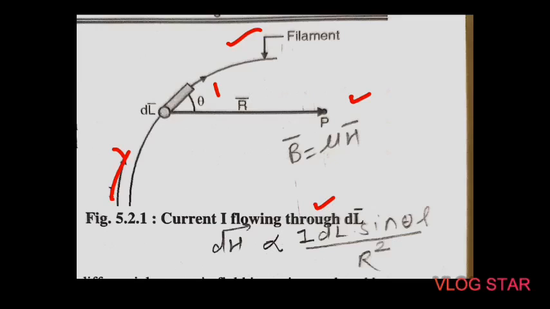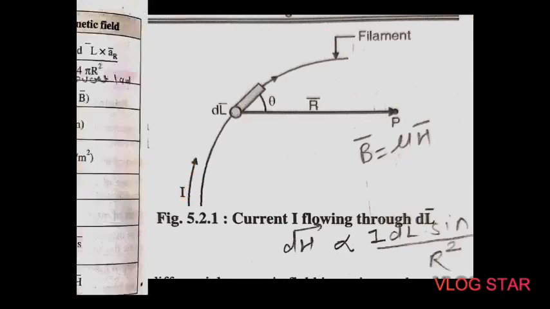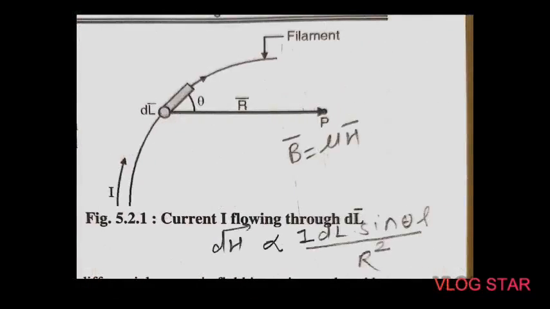Again, the second statement is that this differential magnetic field intensity is inversely proportional to the square of the distance from the differential element to point P. As we know that R is the distance between dl and point P, we can directly write dH bar is inversely proportional to R square.